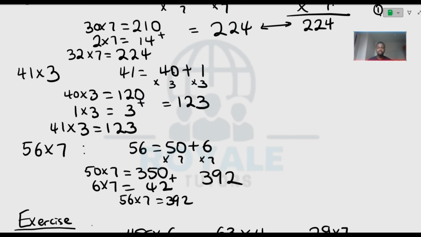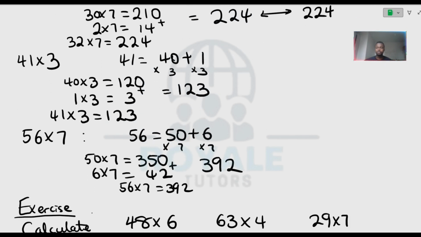Then we move on to the third one, which is 41 times 3. So 41 times 3, you have 3 times 1 is 3. 3 times 4 is 12. Since there is nothing to keep, you don't have anything to add. So that's just 123, which is the same as what we got earlier.